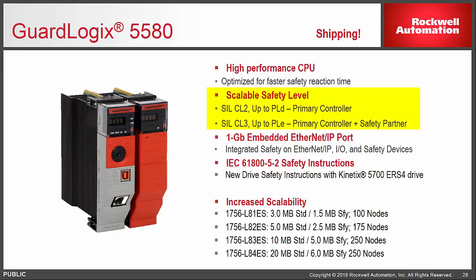What does that mean? I can now purchase a single slot 5580 safety controller that will be SIL 2 capable. To implement SIL 3, I would add the safety partner onto the side of the 5580 safety controller. As with all of the L8 based controllers, there's a 1 gigabit embedded Ethernet port on the front of the controller. And as you can see here, it is available in 4 sizes, from the L81 all the way up to an L84.